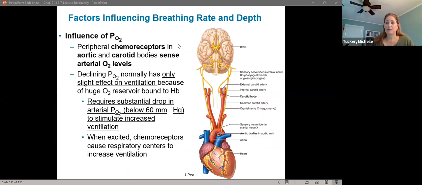So CO2 is the main regulator. We have PO2 and pH remaining. PO2 normally has a very slight effect on ventilation because we have such a large reservoir of oxygen bound to hemoglobin. It's going to require a substantial drop in arterial PO2 to stimulate increased ventilation. So we have to substantially drop off on that oxygen hemoglobin dissociation curve.